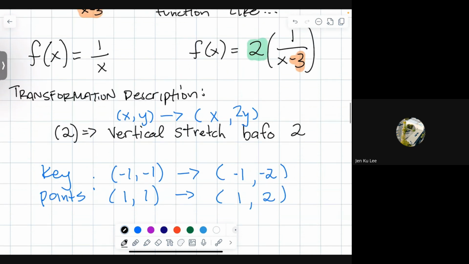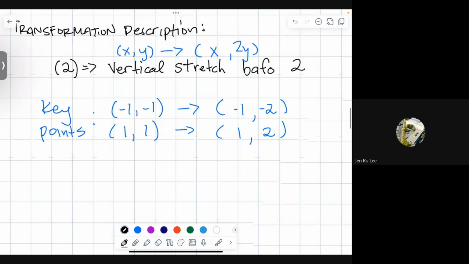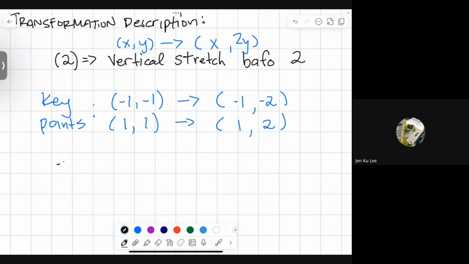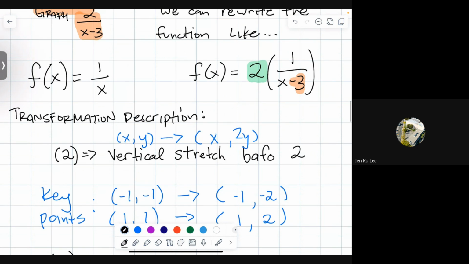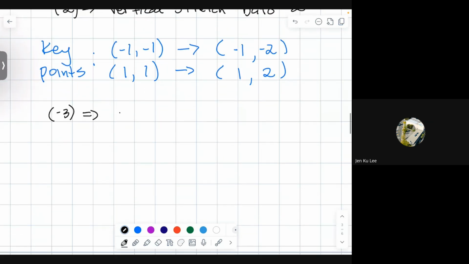What about the -3 right there? What happens with the -3? What type of transformation is that? The -3. Go to the right 3. Shift to the right 3, right? Correct? Shift right 3 units. Okay?